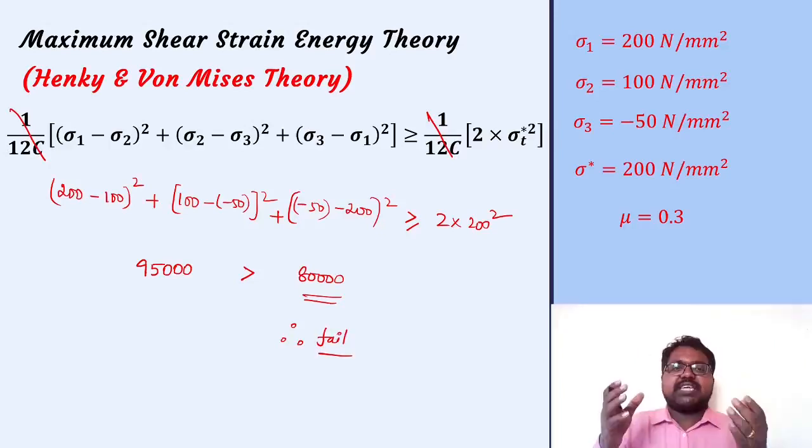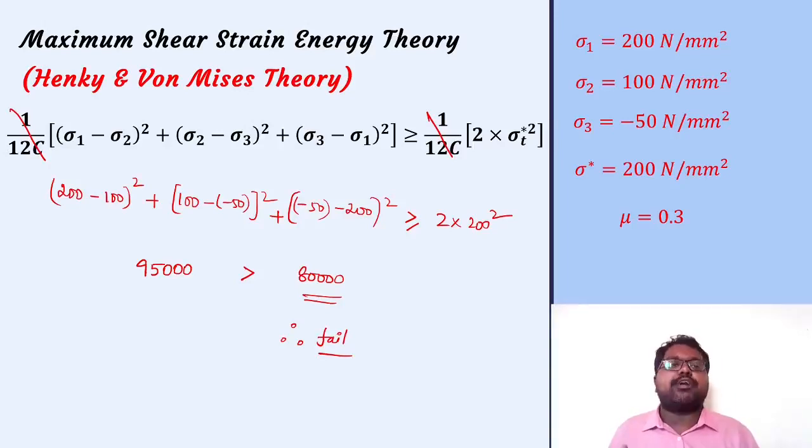So when we check all the five, except the second theory, all other theories showed that the member is going to fail. So this is the check for design, whether it is going to fail or whether it is going to withstand the loading conditions. This is our final problem.